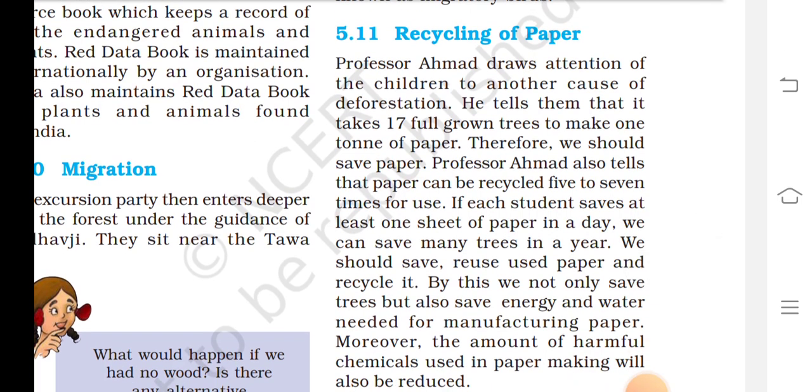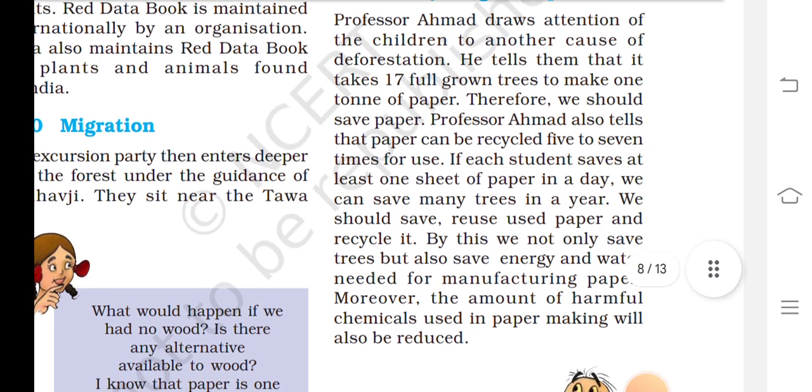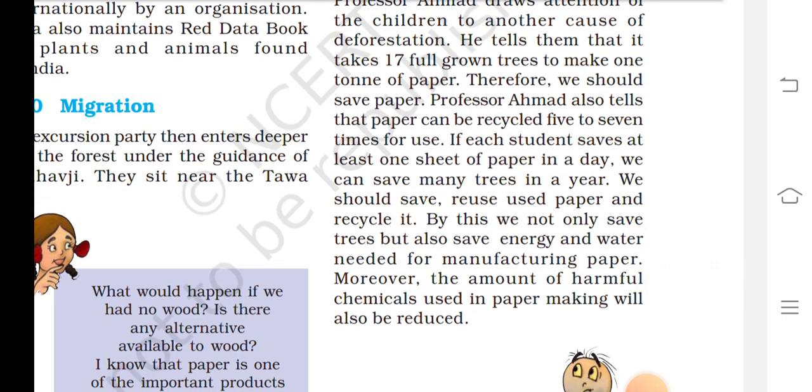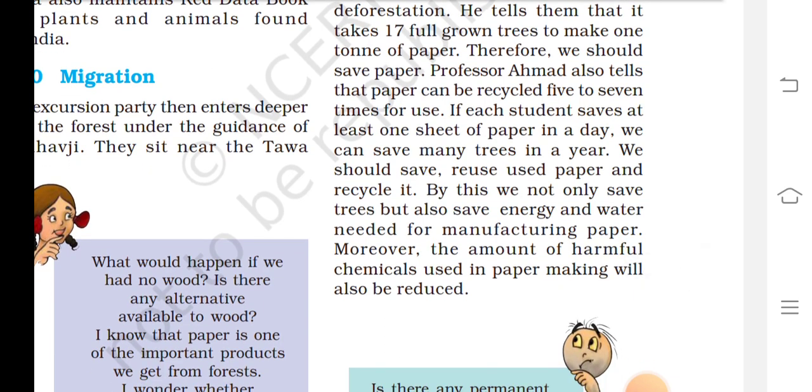Recycling of paper. Professor Ahmed draws the attention of the children to another cause of deforestation. He tells them that it takes 17 full-grown trees to make 1 ton of paper. Therefore, we should save paper. Professor Ahmed also tells that paper can be recycled 5 to 7 times for use. If each student saves at least one sheet of paper in a day, we can save many trees in a year. We should save, reuse used paper and recycle it.